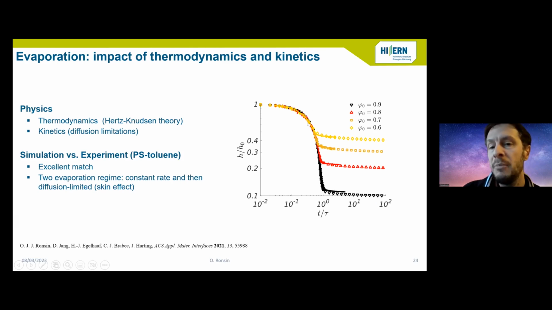And actually, you have both contributions here. The thermodynamic one at the beginning, the first phase is a constant evaporation rate phase with fast evaporation. And then you have kinetic limitations. You have diffusion limited evaporation because you have a polymer skin forming at the top of the layer.